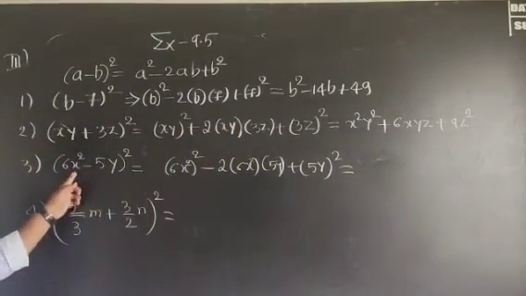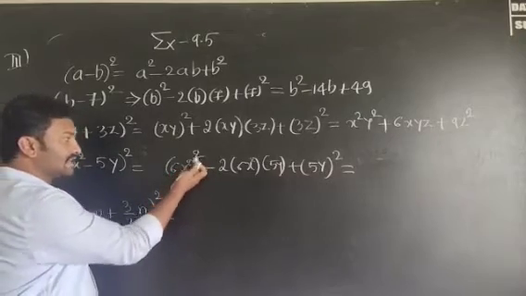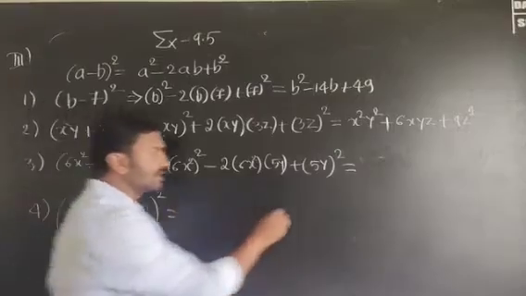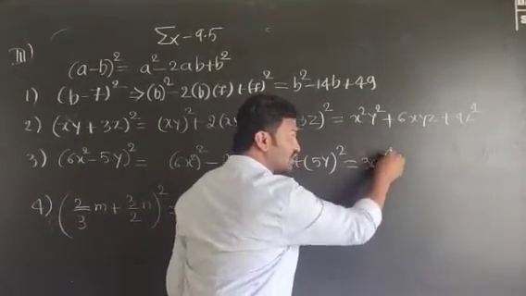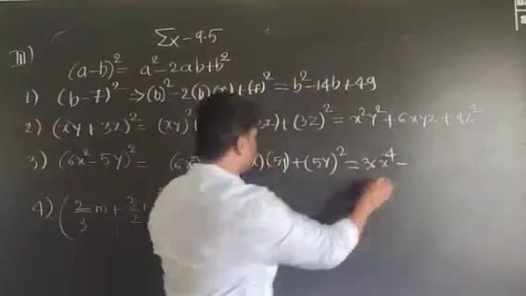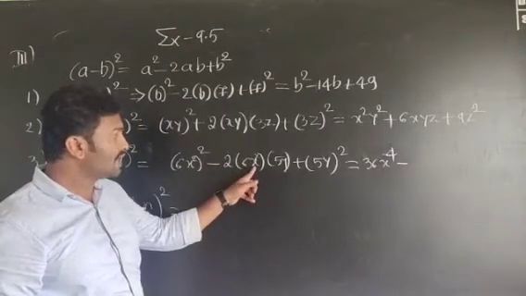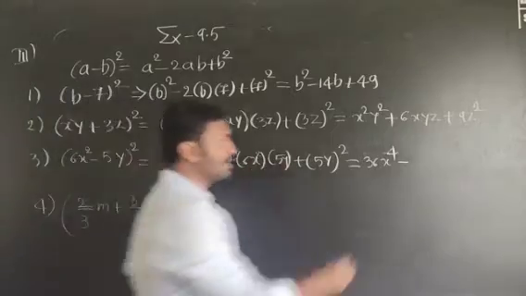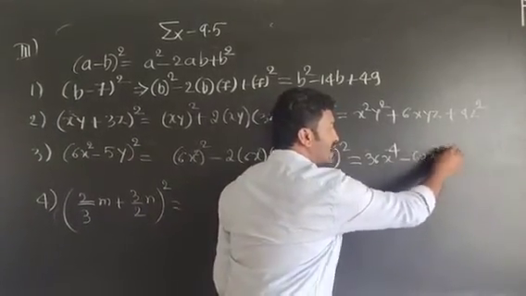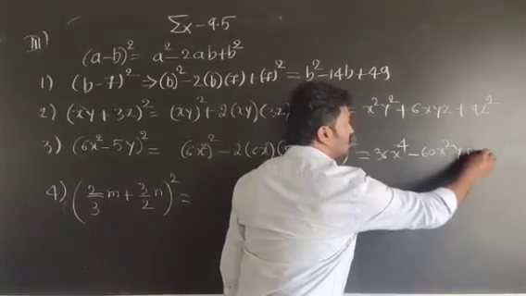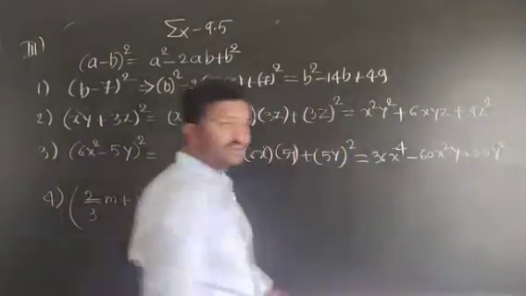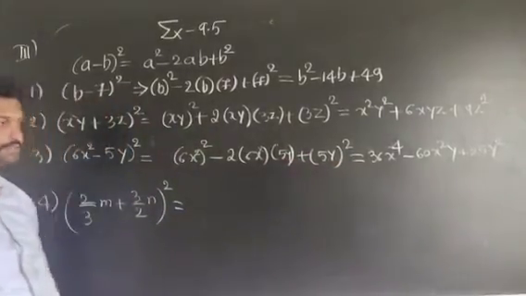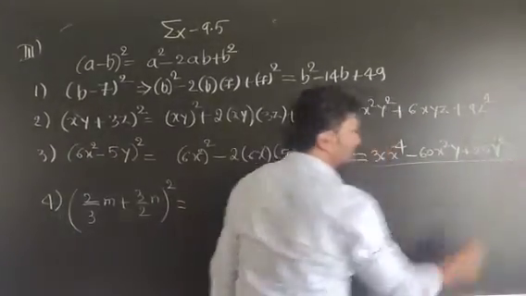They are given here. Then apply square: 6 square is 36, and 2 × 2 is 4, so 36x⁴. And minus sign, 2 × 6 is 12, 12 into 5 is 60, 60x²y, plus 25y². Why 25y²? 5 × 5 is 25y². Okay? This is the solution.